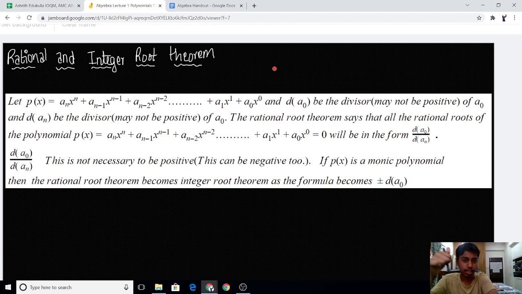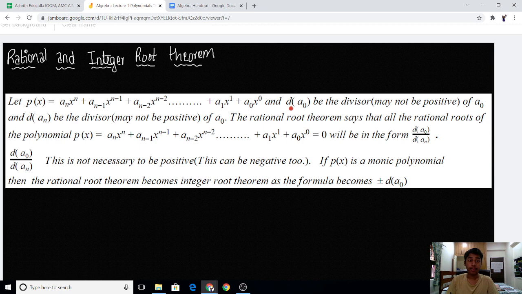So if I have a number 6, the divisors of 6 are 1, 2, 3 and 6. If I have a number 12, the divisors are 1, 2, 3, 4, 6 and 12. All the numbers which divide 12 are the divisors of 12. So you need to know these simple concepts.